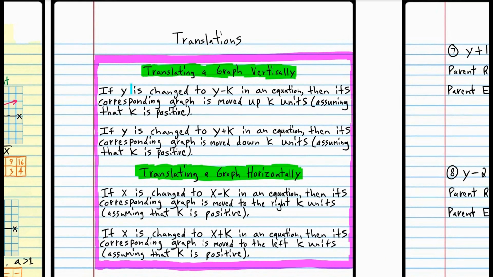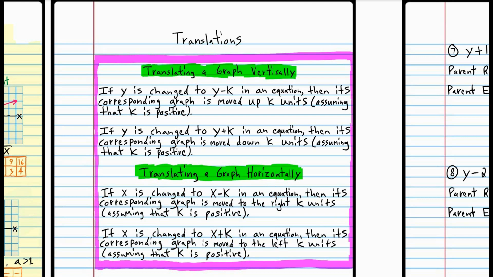Now, if y is changed to y minus k in an equation, then its corresponding graph is moved up k units, assuming that k is positive, of course. If y is changed to y plus k in an equation, then the equation's corresponding graph is moved down k units. And the same is true if you add or subtract to x, but when you add or subtract to x, you move the graph to the right or to the left.